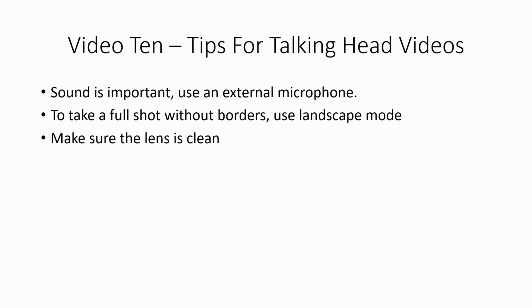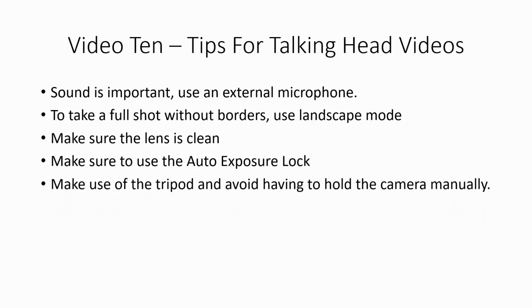You want to also make sure that the lens is clean. This might seem like it's a minor thing, but it can cloud the way that your video appears, and it's going to be especially needful when you are doing a talking head video. The other thing you want to do is to make sure you're using the auto exposure lock, and this is going to be something that is probably on by default. You want to make sure that it is on your phone.